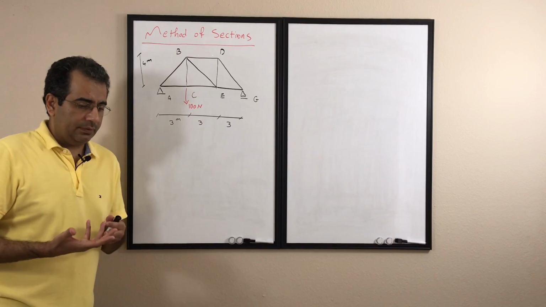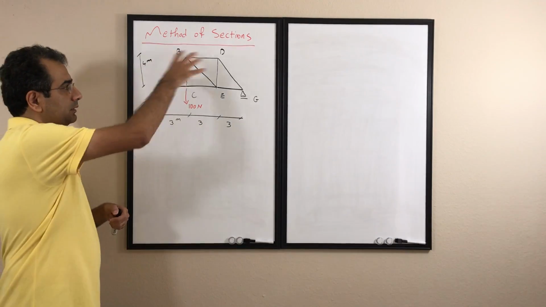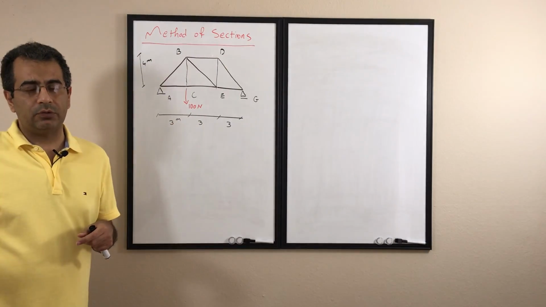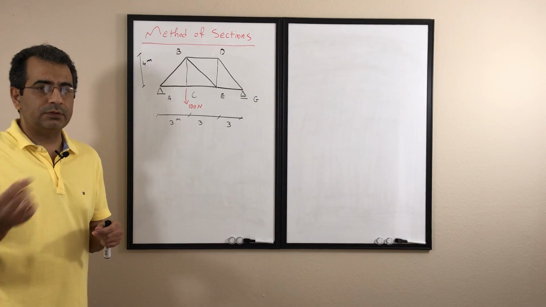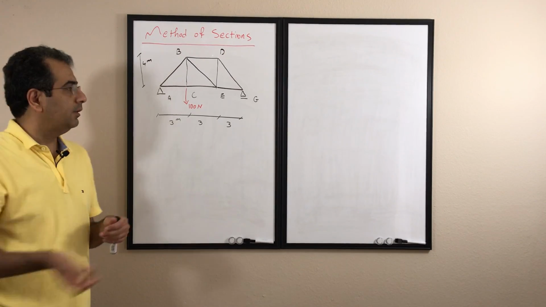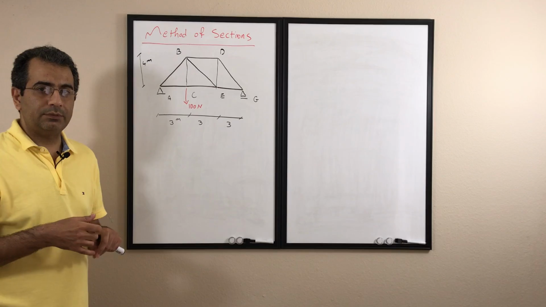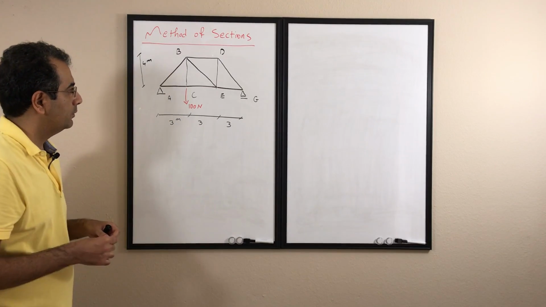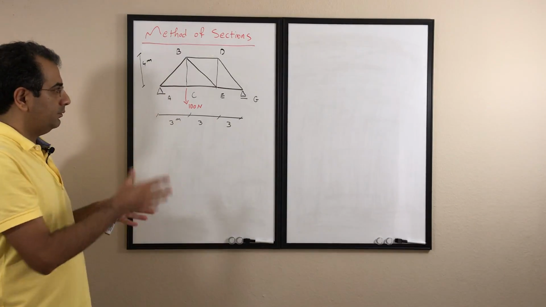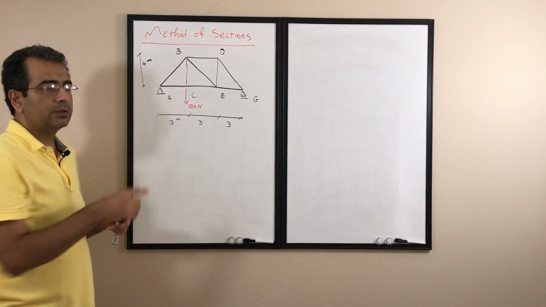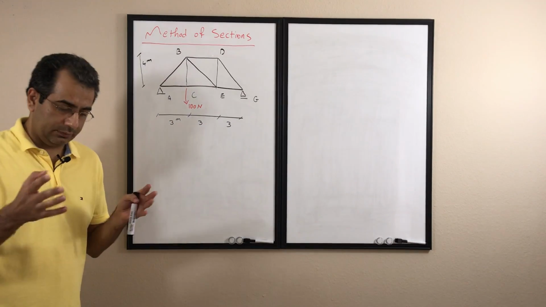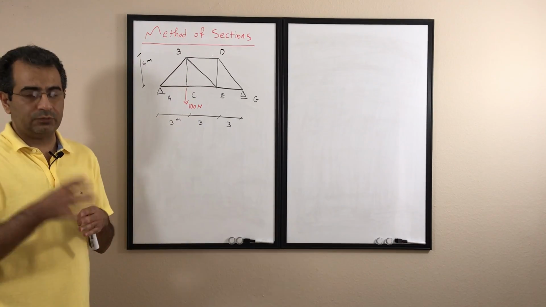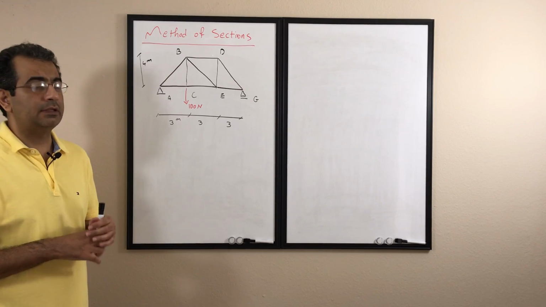So again, remember, if we need to find forces in the entire truss, we use the method of joints. But if we need to find forces in a limited number of members, we will use the method of sections, and this is what we are going to do. Before I start, first, if external forces are not in the x or y direction, find their components in the x and y direction.